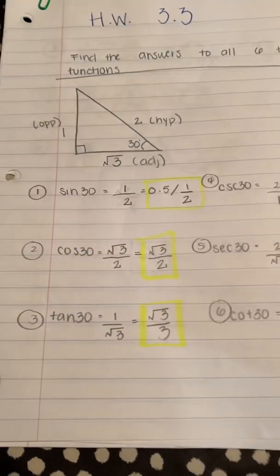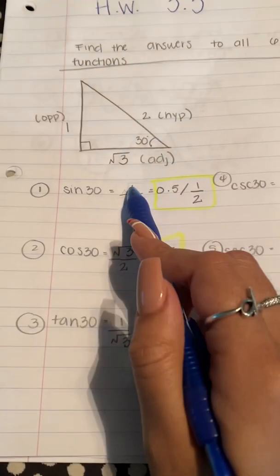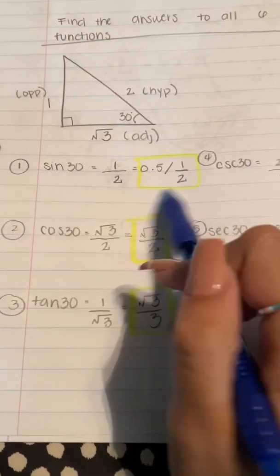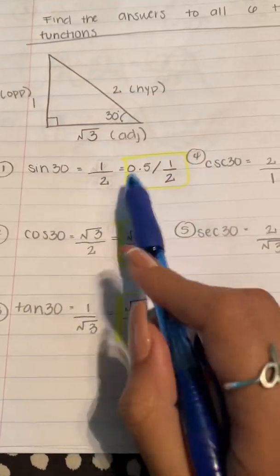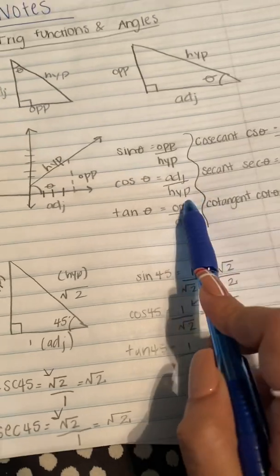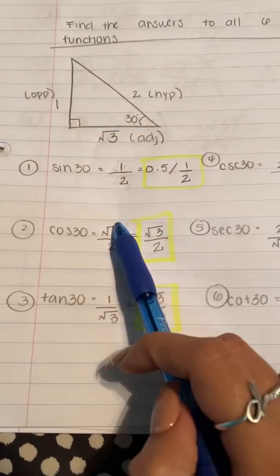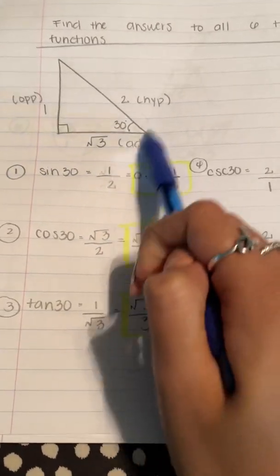And just simply simplify it. 1 over 2 would be half, or 1/2. You just have to simplify that one since they're whole numbers. So for number 2, cosine is adjacent over hypotenuse, which is square root of 3 over 2.